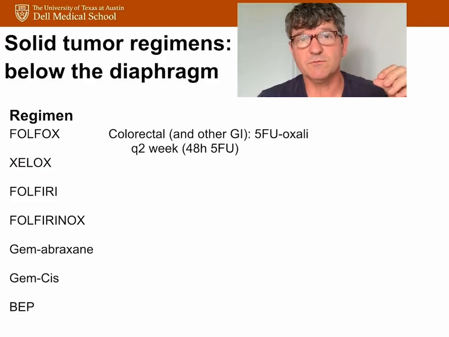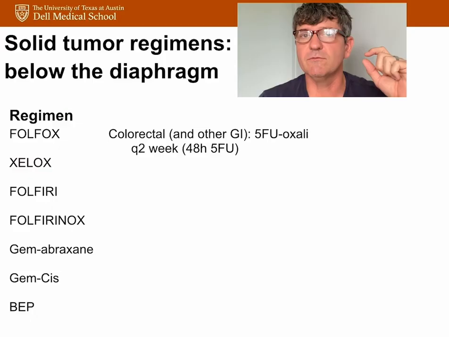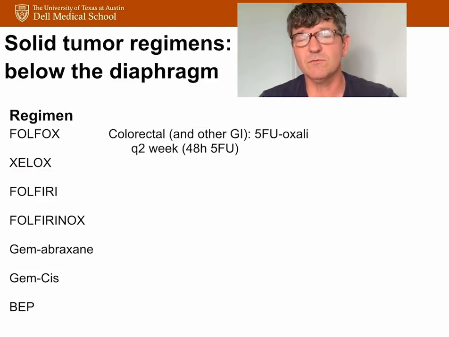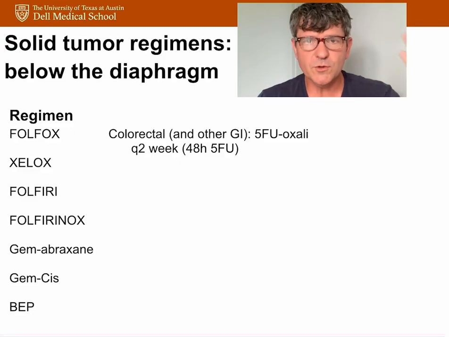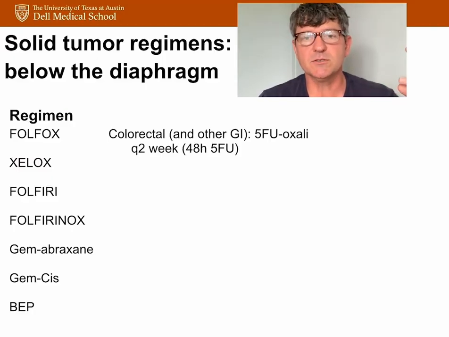The FOL comes from the folinic acid or leucovorin, which is given if you give a bolus 5-FU, then you give leucovorin afterwards to reduce the toxicities. That's often dropped completely in the metastatic setting. So when you see FOLFOX, that means infusion of 5-FU plus oxaliplatin plus or minus leucovorin.